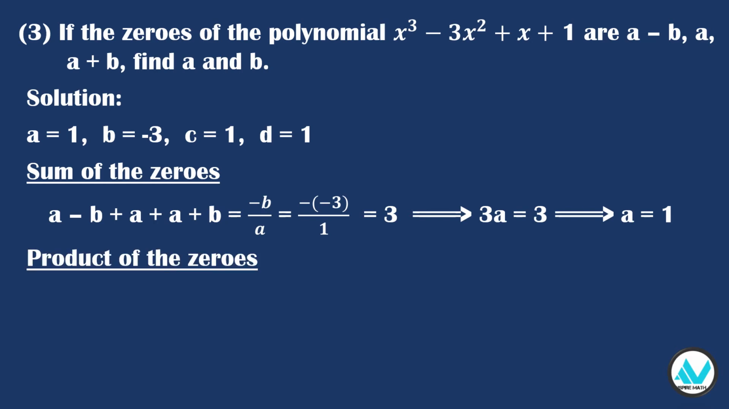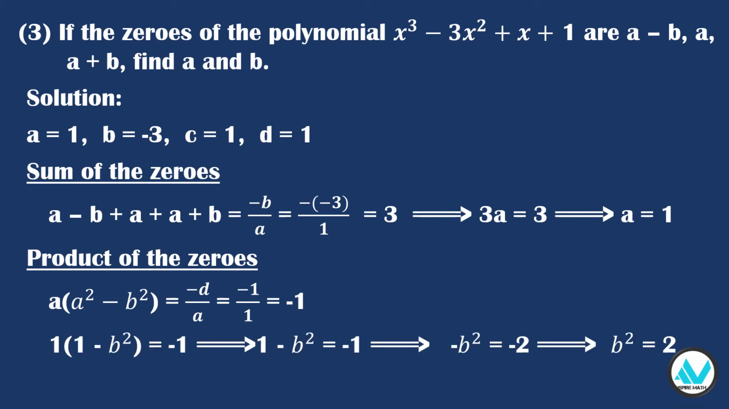Now let's move on to the product of the zeros, that is a minus b into a plus b. Now let me use my identity. A plus b into a minus b gives me a square minus b square. So a into a square minus b square is nothing but minus d by a, because product of the zeros is nothing but minus d by a. Now let me substitute d equal to 1, which gives me -1 by 1, which is nothing but -1.